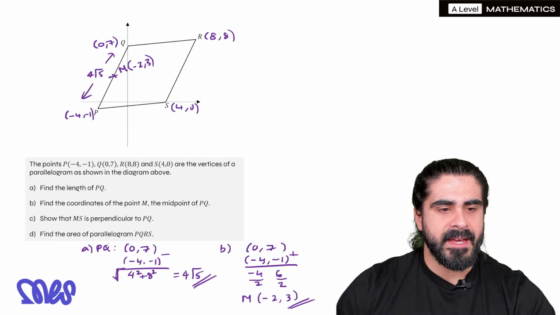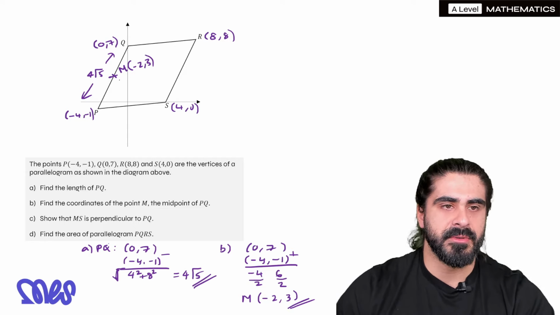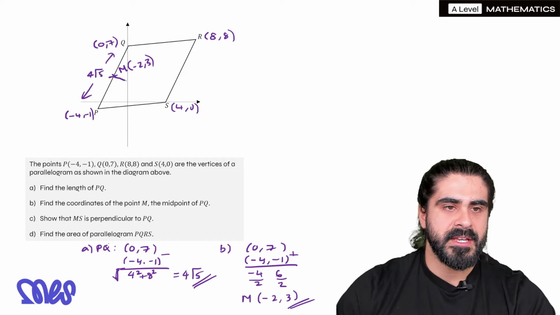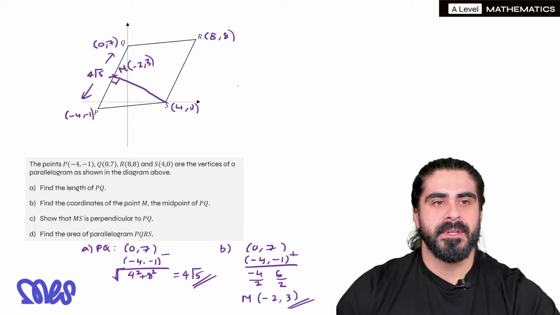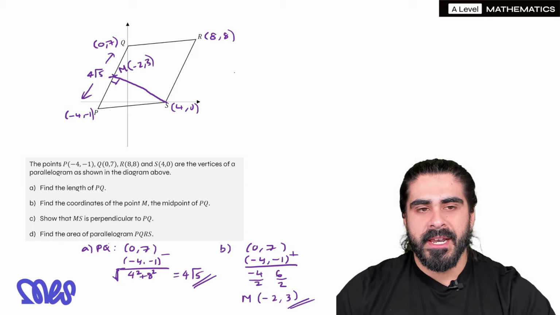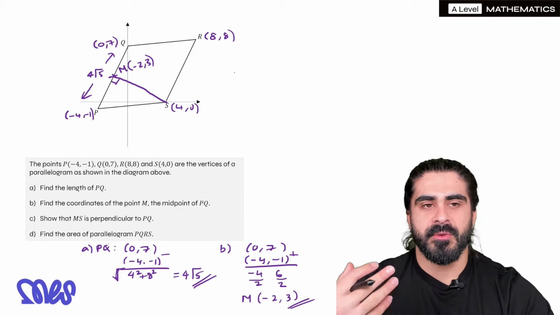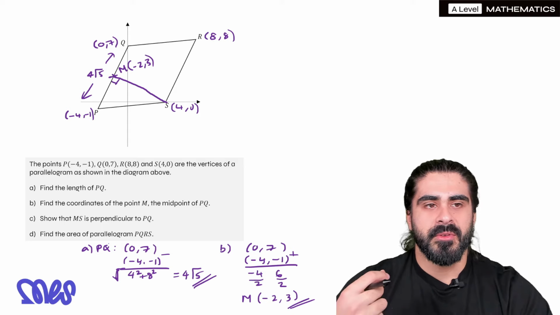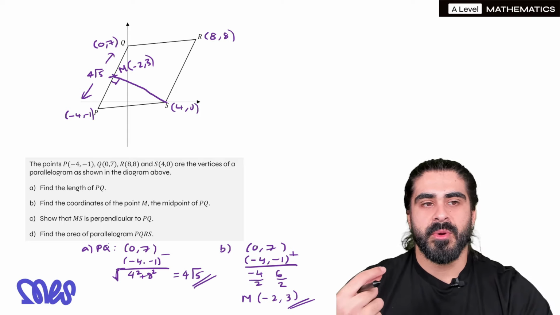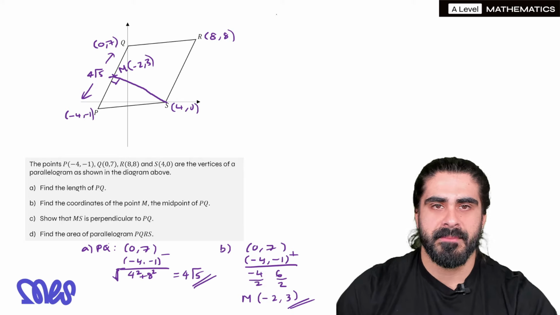Show that MS is perpendicular to PQ. So MS, show that this is perpendicular to PQ. Now here we're not talking about length. In the last example, we were talking about length, so we used Pythagoras. The way to do this one is we want to think about gradients, and we did that in the last episode.